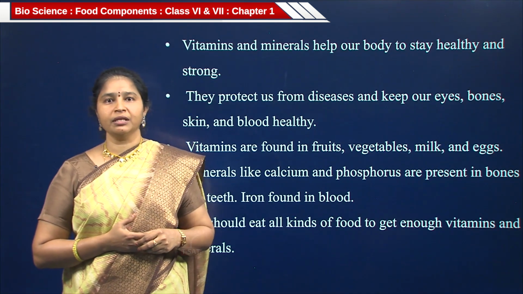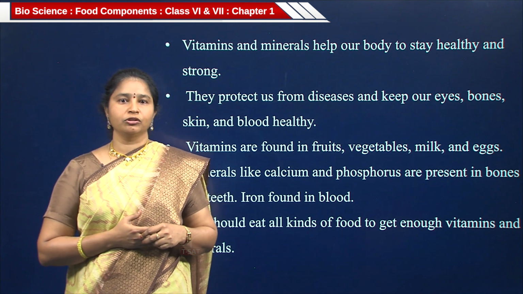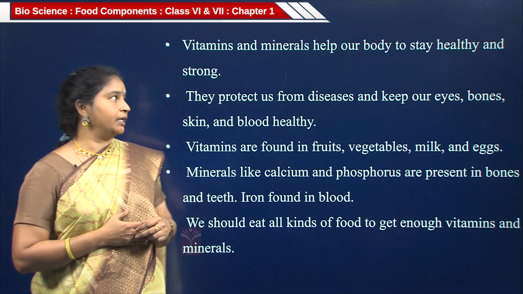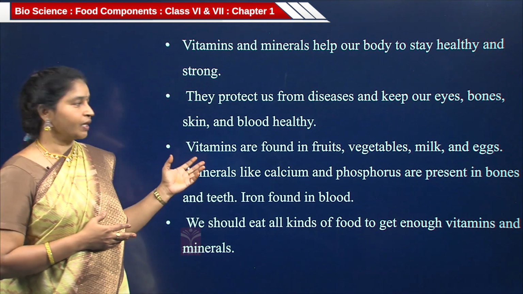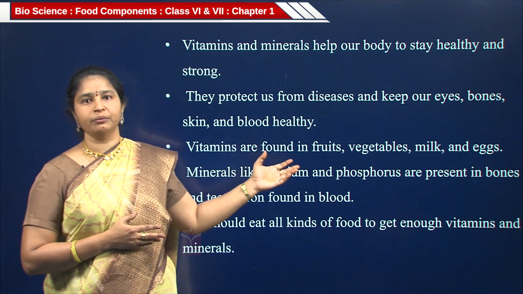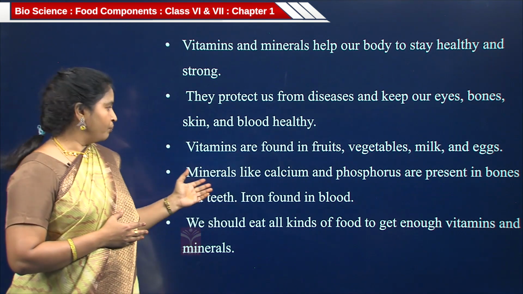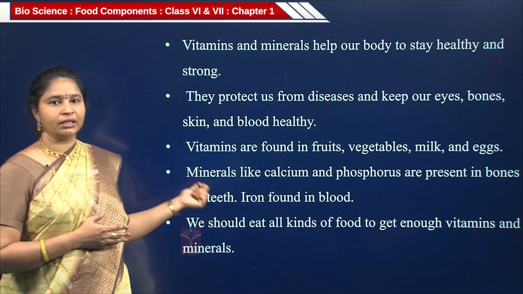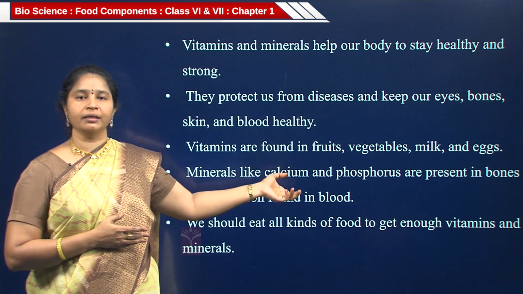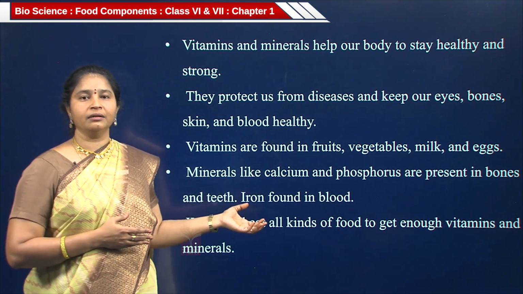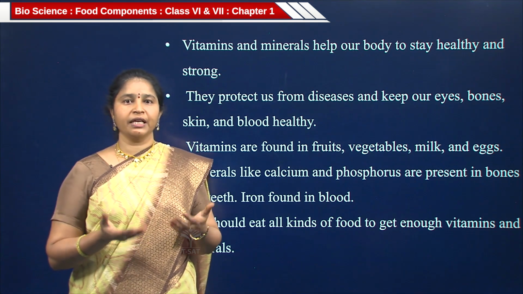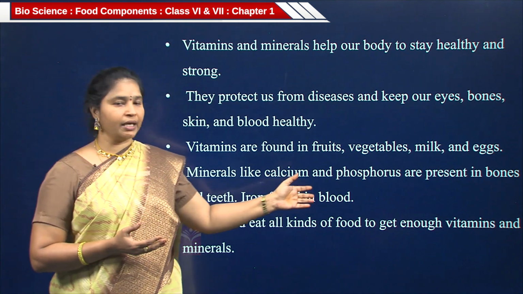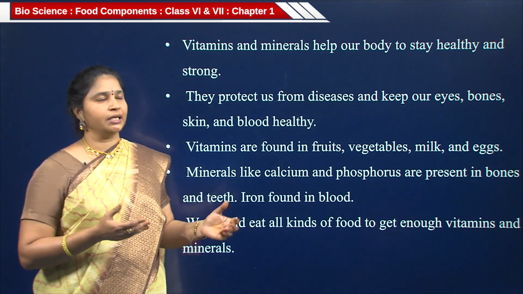Vitamins and minerals help our body to stay healthy and strong. They protect us from diseases and keep our eyes, bones, skin and blood healthy. Vitamins are found in fruits, vegetables, milk, eggs. Minerals like calcium and phosphorus are present in bones and also teeth. Iron is found in blood. We get these minerals from fresh fruits and vegetables. So, we should eat all kinds of food to get enough vitamins and minerals.